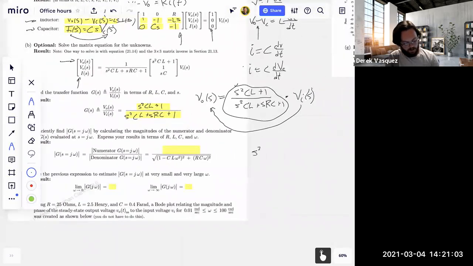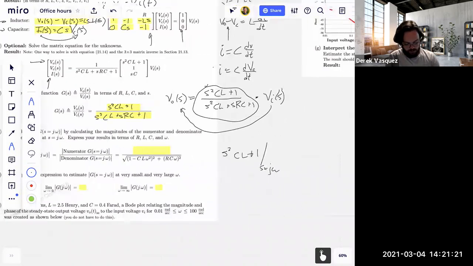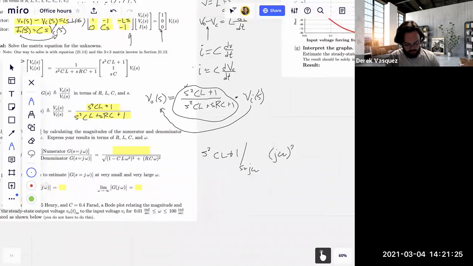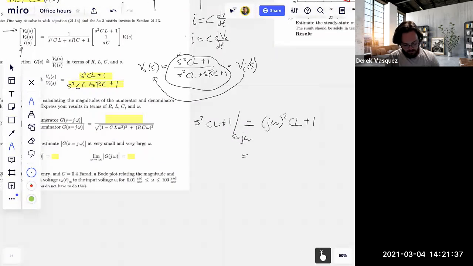So s squared CL plus 1, we're going to evaluate that at s equals j omega. And so that's just going to be j omega squared times CL plus 1. And that's going to be negative omega squared times CL plus 1. That's because j squared is -1. So everything here is actually a real term.